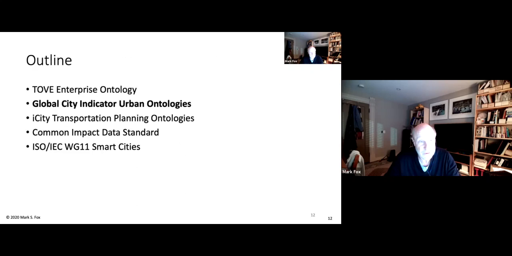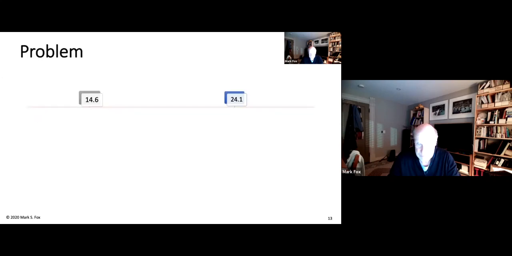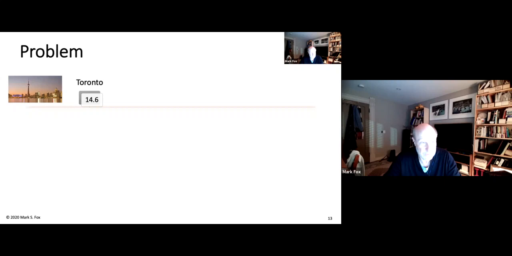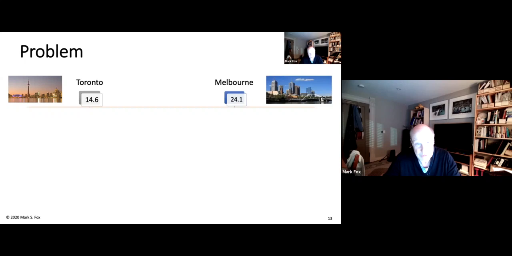Okay, let's look at another ontology that we've been creating. The Global City Indicator Urban Ontologies. So what's the problem? Imagine that the City of Toronto uses what are referred to as indicators as a way of measuring certain characteristics of the city. Now imagine that there's an indicator which is student-teacher ratio. And Toronto reports that their student-teacher ratio is 14.6 students to each teacher in the school system. And imagine that Melbourne reports that their student-teacher ratio is 24.1.